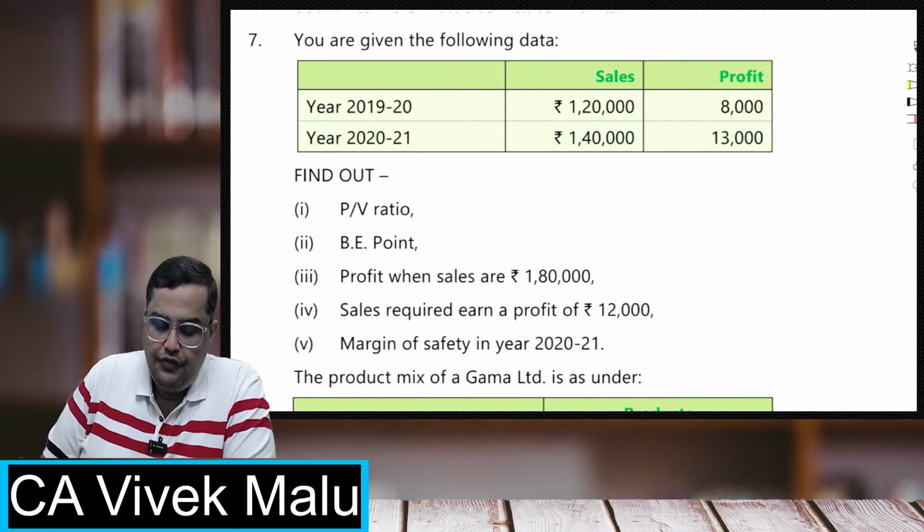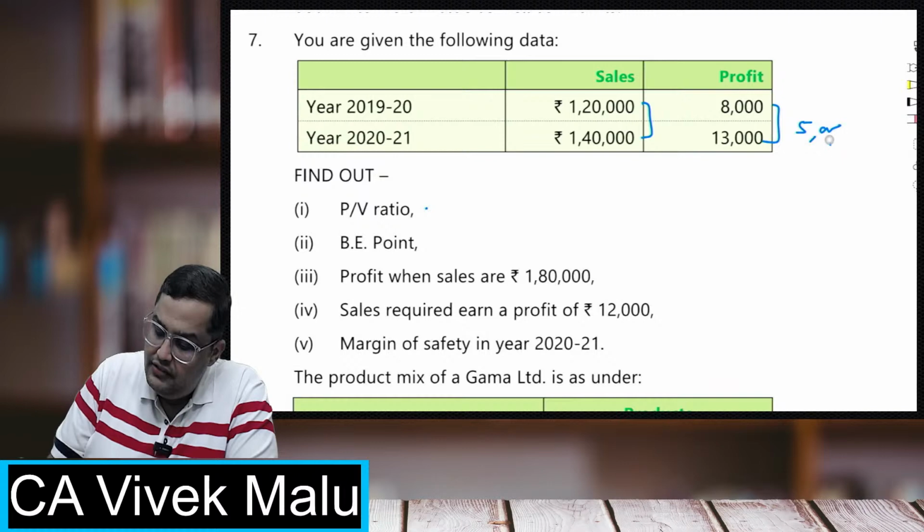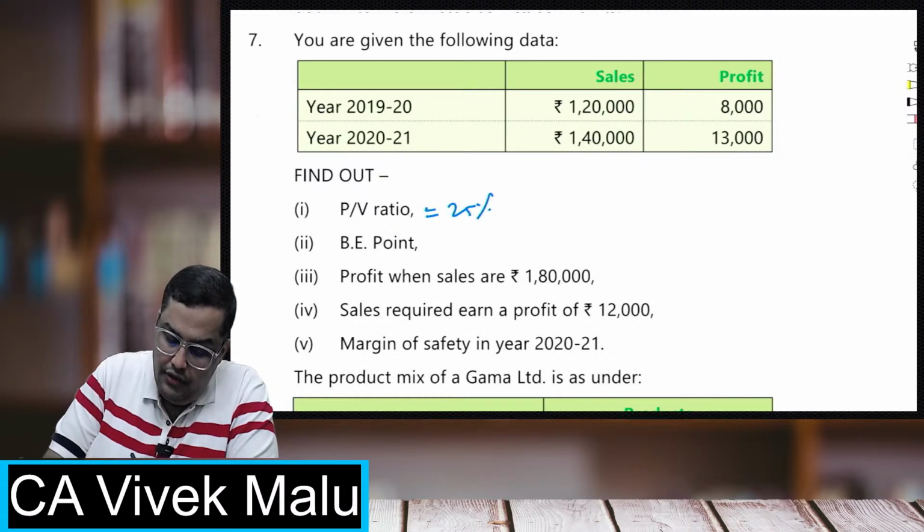So first of all, we want to find the PV ratio. The formula is change in profit upon change in sales. My profit is increasing by 5,000 rupees and my sales are increasing by 20,000 rupees. So 5,000 upon 20,000, if I take the percentage, I'll directly get 25%.